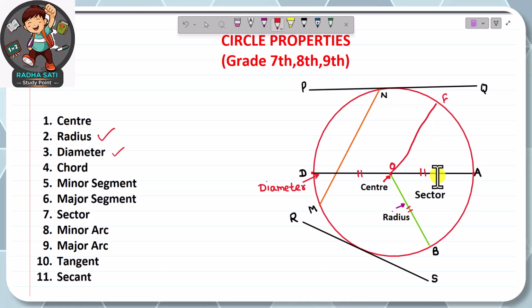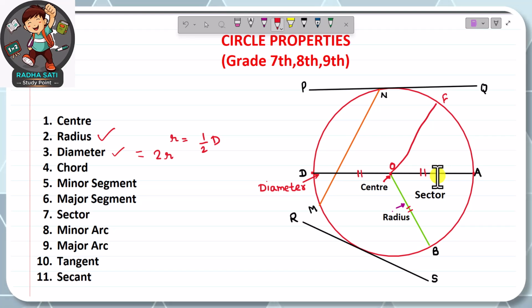Okay, so a diameter is always twice the radius. For radius we use small r. So this is the relation between diameter and radius. Diameter is twice the radius, or we can say that radius is half of the diameter. For example, suppose this DA length is given as 10 centimeters, then OA will be half of this. It will be 5 centimeters.